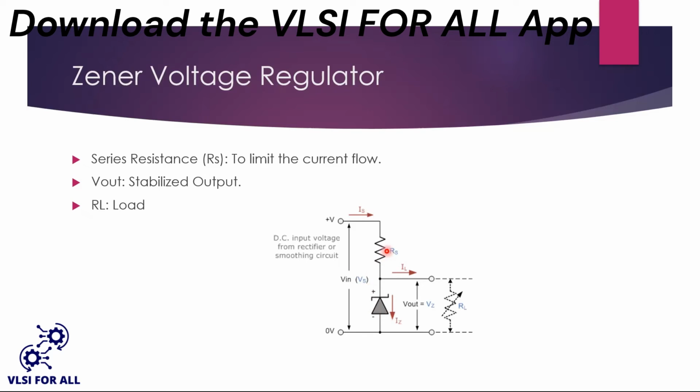Basically, we have a series resistance, Zener diode, and load. So, what is the voltage regulator? Here you are applying voltage. It is passing through RS and it is applied to VZ. You can see that positive voltage is applied in the reverse direction. You are applying high potential at the cathode of the Zener diode. That means it is reverse bias.